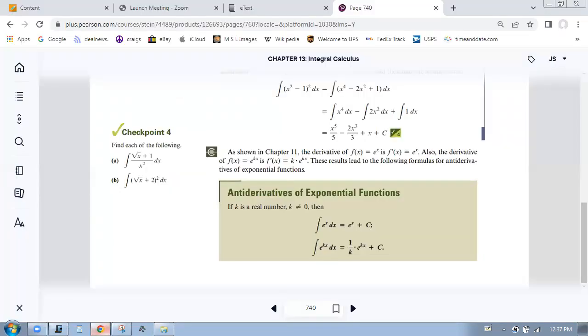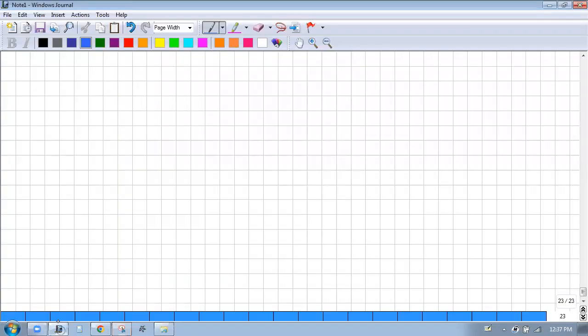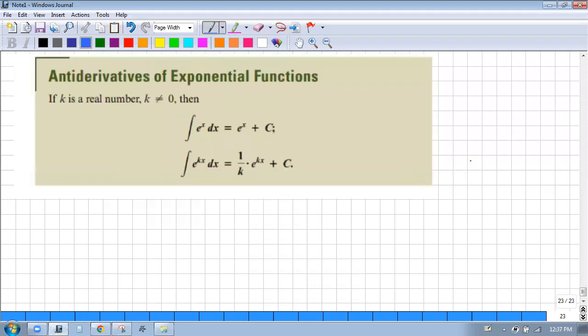But before we get there, before we got into natural logs, we introduced exponential functions. So, in the spirit of following the same path, we're going to do exponential functions. Since the derivative of e to the x is e to the x, the integral of e to the x is e to the x.